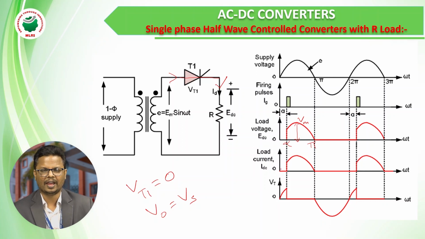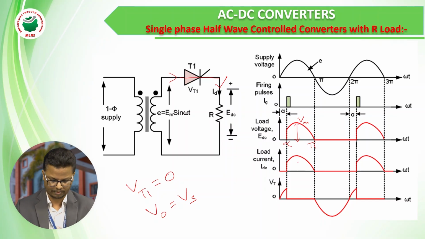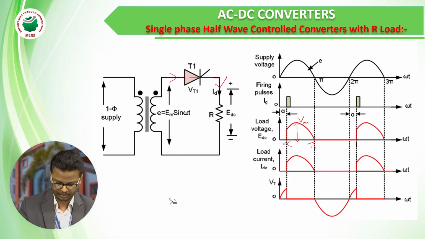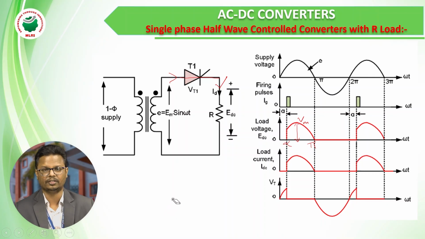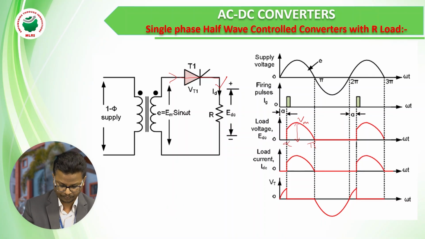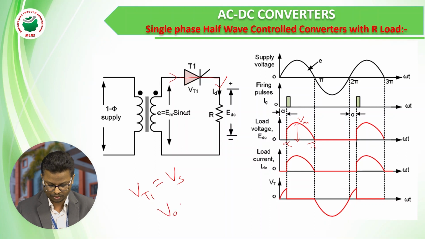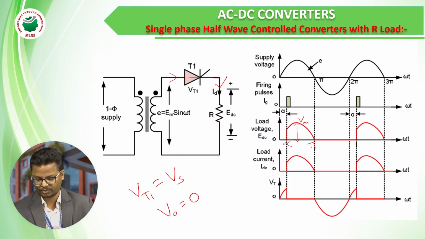After pi it has a negative pulse, so that negative pulse will act as a reverse bias for the thyristor, so that the thyristor will turn off. When the thyristor is turned off, the voltage at thyristor VT1 is source voltage Vs and output V0 is equal to 0. So in the waveforms, if you observe from pi to 2 pi, the output voltage is 0.